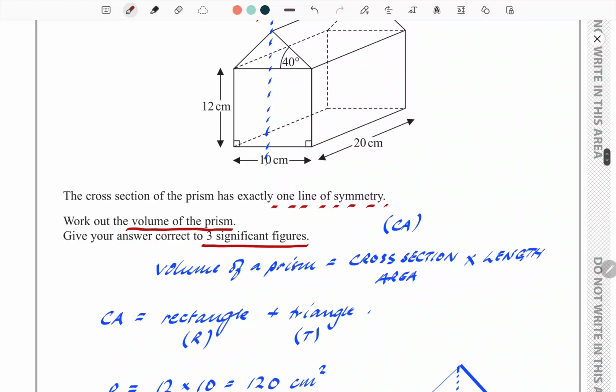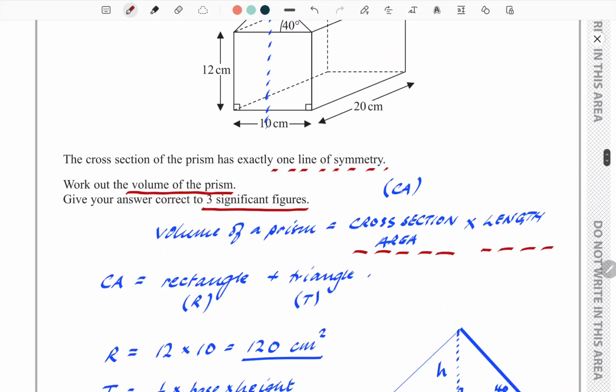So in normal calculations like this, for any prism, you calculate the volume by multiplying the cross-sectional area times the length of the prism, all right? The assumption there is that the cross-section remains constant all the way through, which is standard for GCSE. So the first thing we have to do, we know the length already, all right? The length is 20, so we need to work out the cross-sectional area.